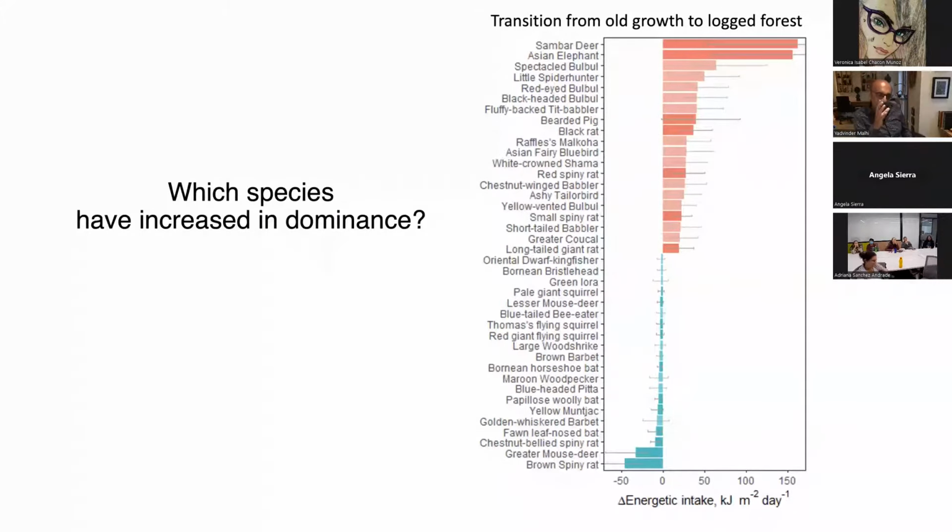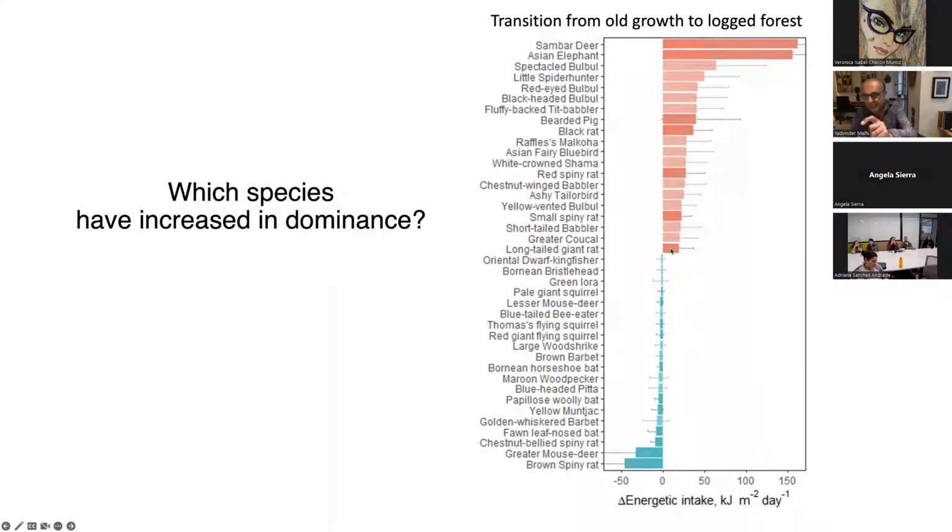It could be that the old growth specialist species are declining and disturbance adapted species are taking over. So what we did is look at the individual species and how the energy flow in each of those species changed over time. And here I'm just showing the top 20 species in terms of the winners and the bottom 20 species in terms of losers.